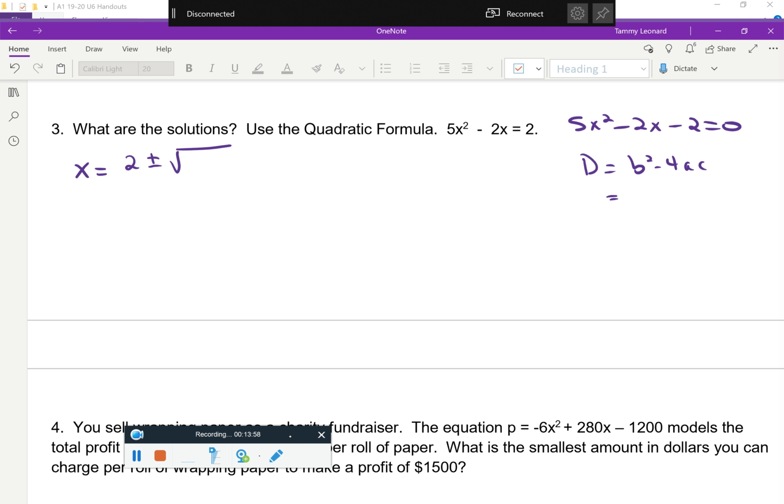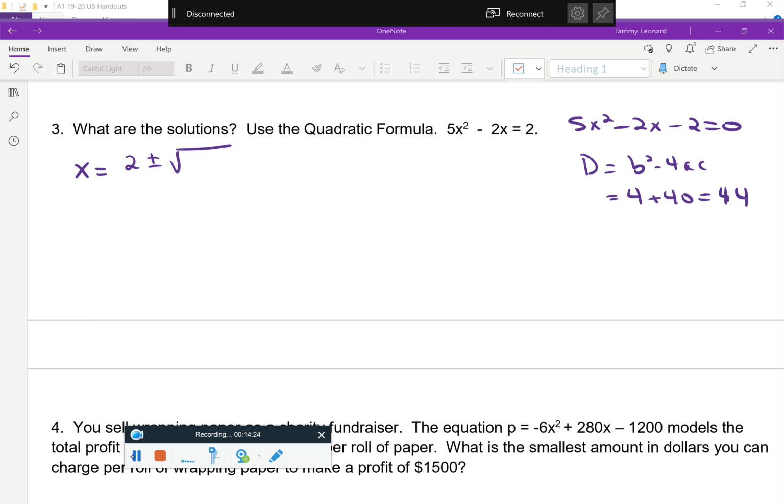What's b squared? 4, right? Because negative 2 times negative 2 is positive 4. Negative 4 times a times c. How much is that? 40. And that's a positive 40, right? So the discriminant itself is 44. What do we already know about the solutions? There are 2 of them, and they're real numbers.